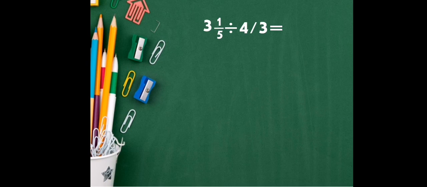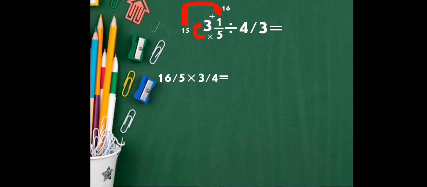So let's have the next one. We have 3 and 1/5 divided by 4 over 3. We're going to change first the dividend into an improper fraction. In doing this, we're going to multiply 5 by 3. So 5 times 3 equals 15. And then we're going to add 1. So 15 plus 1 is equal to 16. So we have 16 and then copy the denominator 5. So 16 over 5. Then change the sign of division into multiplication. Then get the reciprocal of 4/3, which is 3/4.